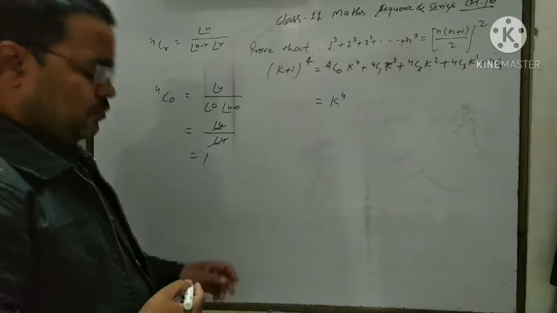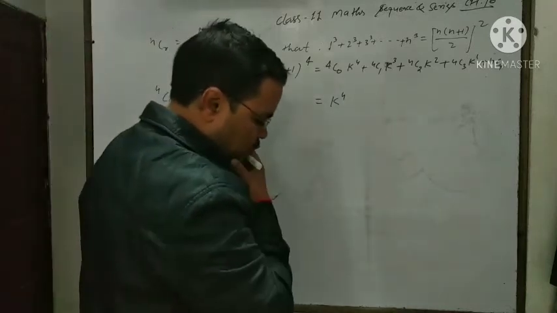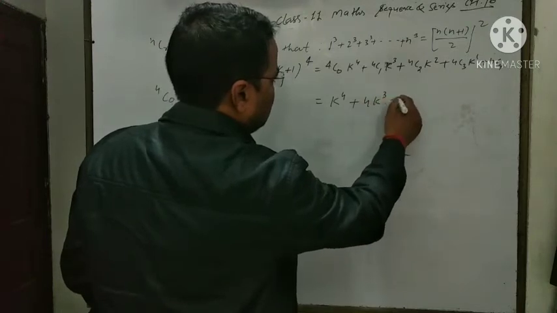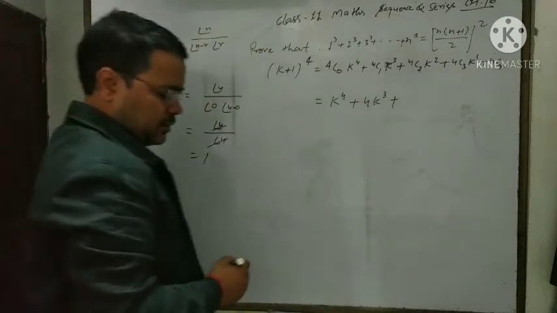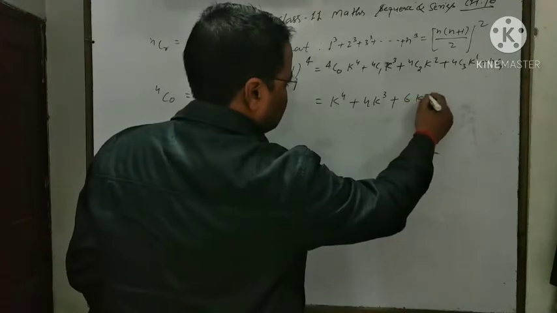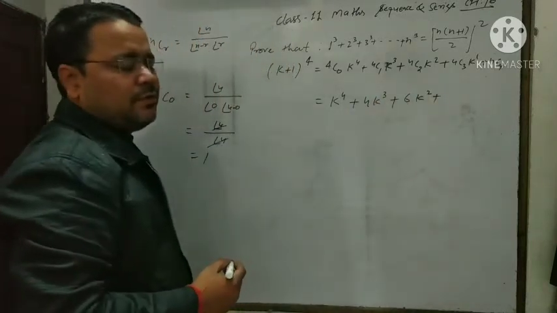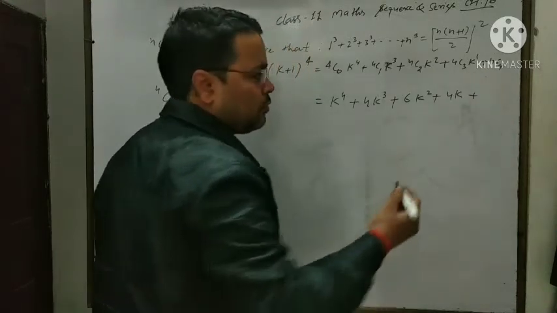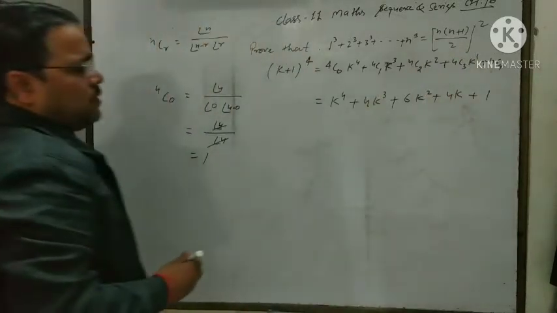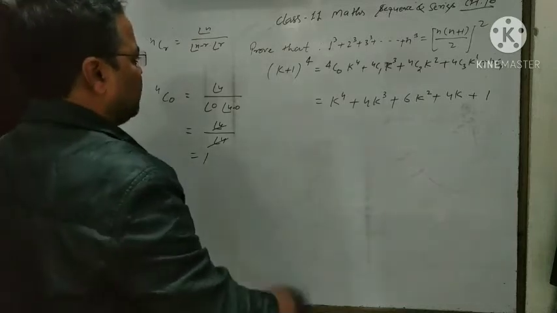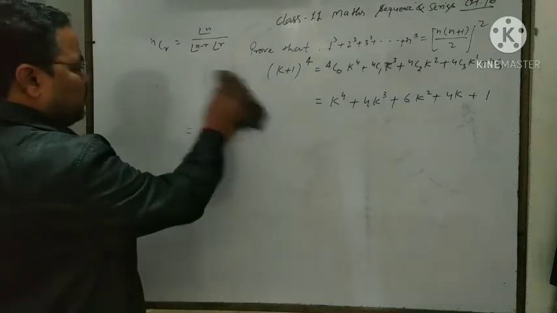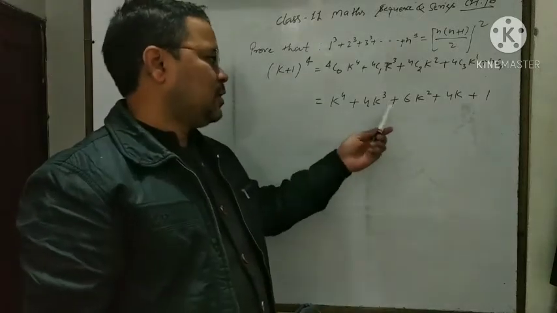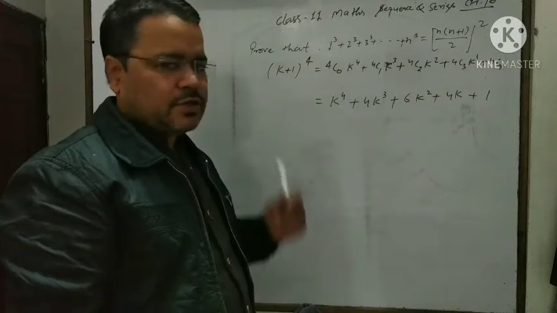Similarly, the value of 4c1 will be 4, so 4k cube, and 4c2 will be 6, so 6k square. Again 4c3 will be 4, so 4k, and 4c4 will be simply 1. In this way, the expansion of k plus 1 raised to the power 4 is equal to k raised to the power 4 plus 4k cube plus 6k square plus 4k plus 1.